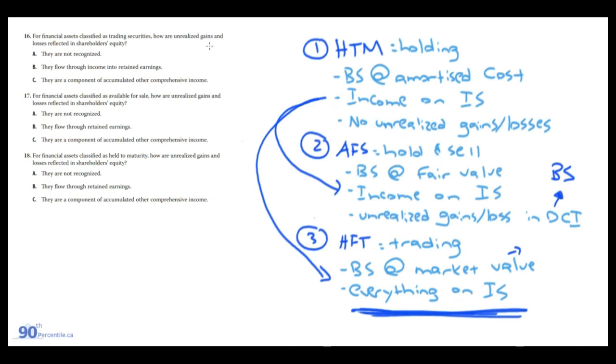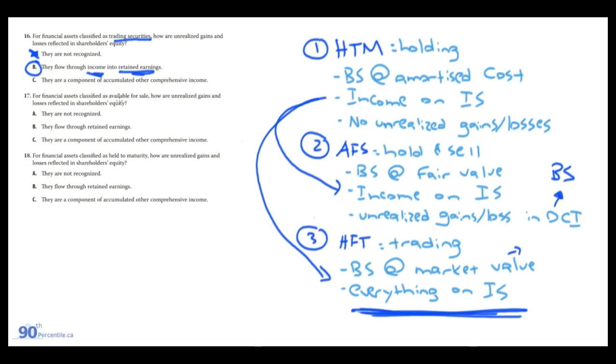So with that, we can come back to the question for financial assets classified as trading securities. How are unrealized gains and losses reflected in shareholders' equity? They are not. This is being a little tricky with it. It's technically not recognized in equity, but they flow through the profit and loss into retained earnings on the balance sheet. So the answer is B.